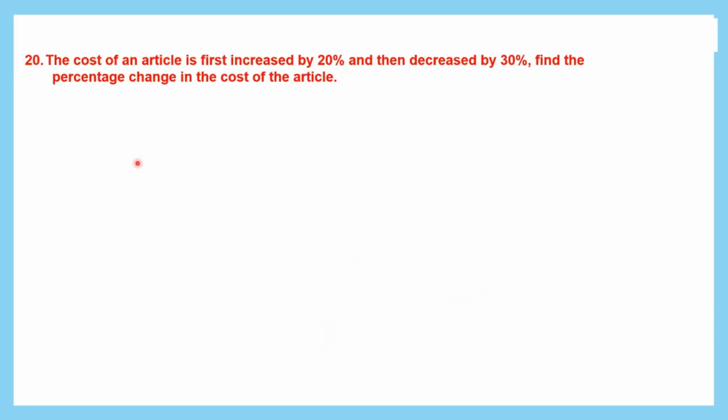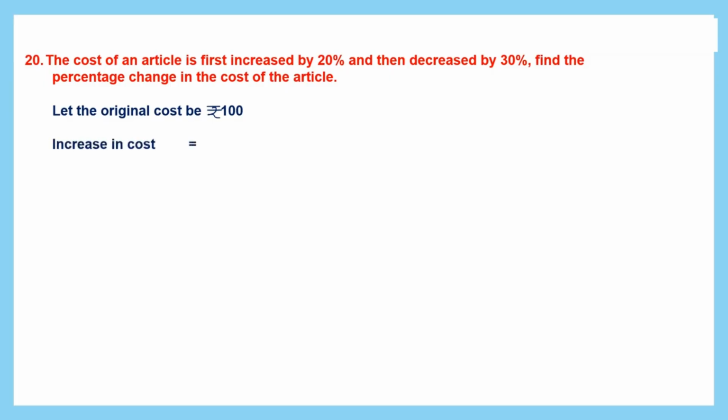Question 20. The cost of an article is first increased by 20% and then decreased by 30%. Find the percentage change in the cost of the article. So here, first of all, the cost of the article is not given to us, isn't it? But they're telling us that it was first increased by 20% and then decreased by 30%. So let's begin by considering the cost of the article to be 100 rupees. Now you can take it as X, but if you take it as 100 rupees, it's going to be easier, especially for these percentage sums. So let the original cost be 100 rupees.